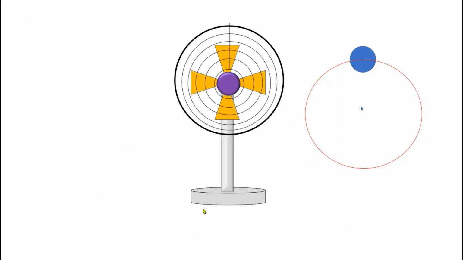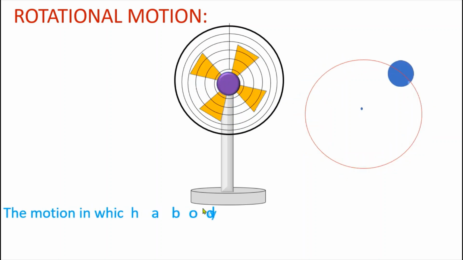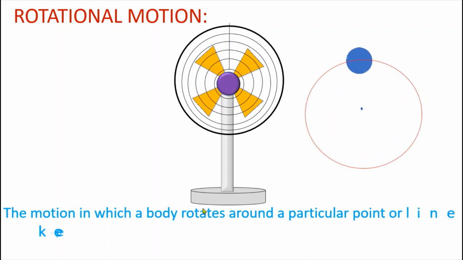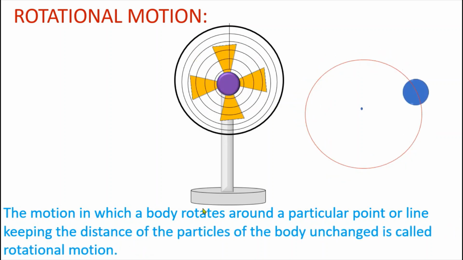Our second type of motion is rotational motion. The motion in which a body rotates around a particular point or line, keeping the distance of the particles of the body unchanged, is called rotational motion.